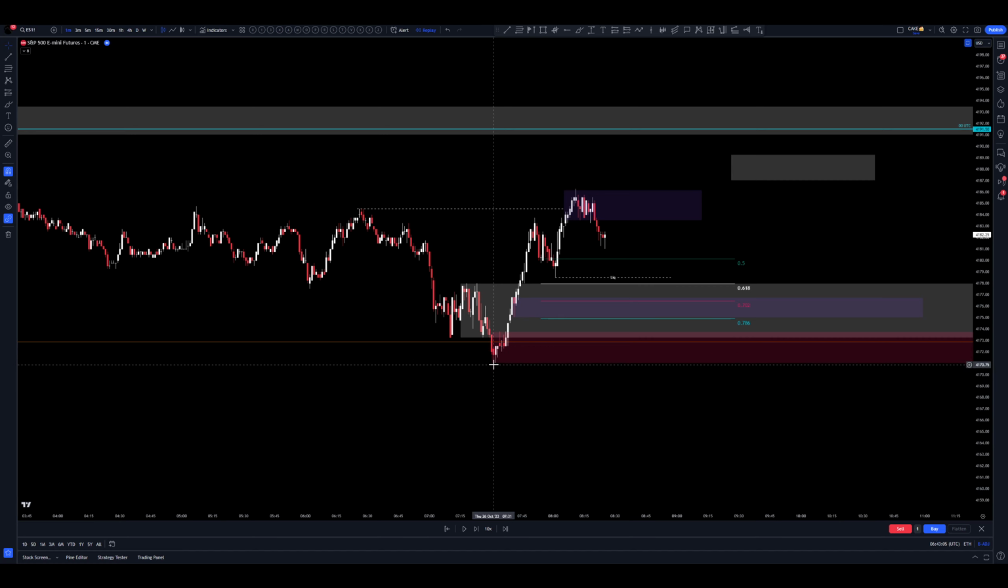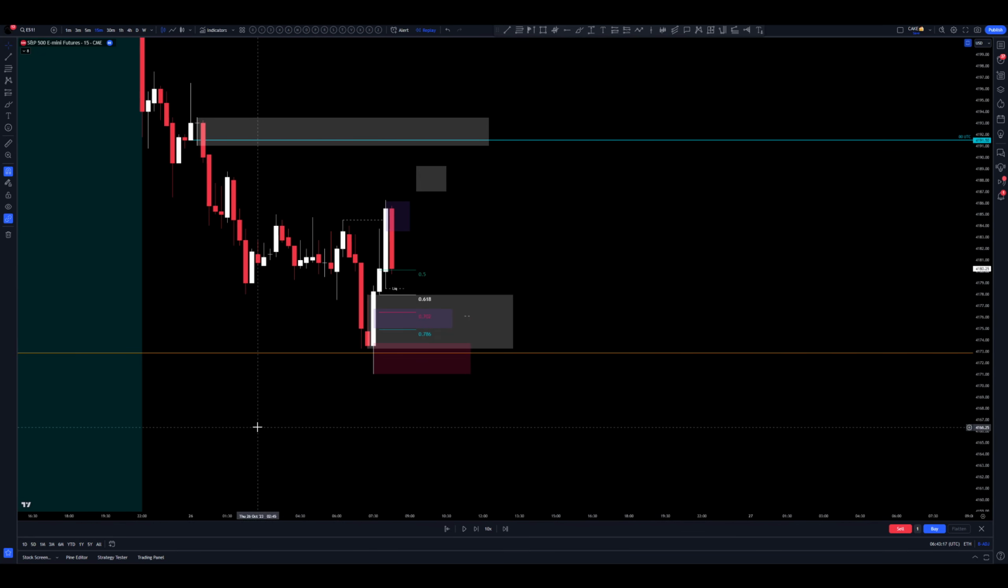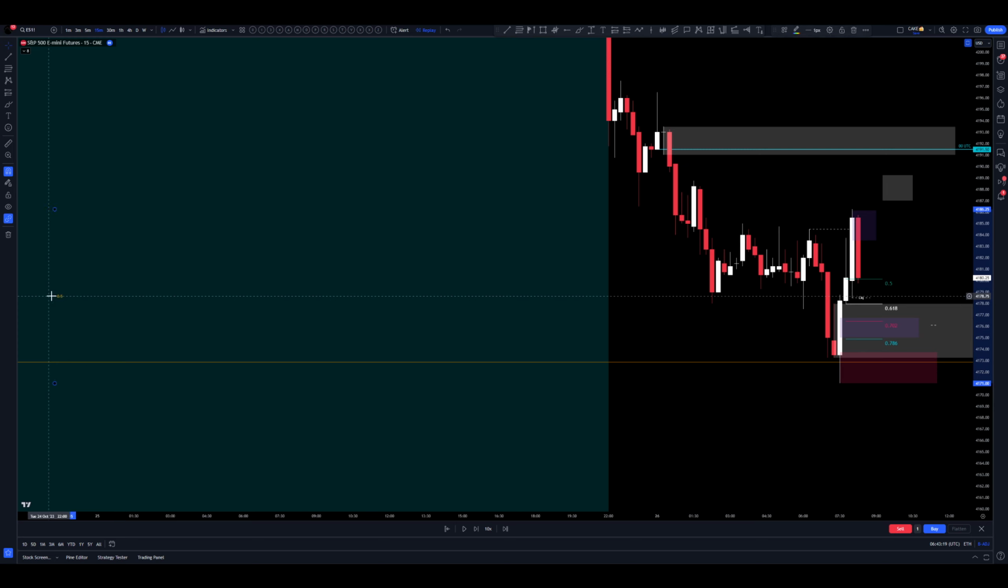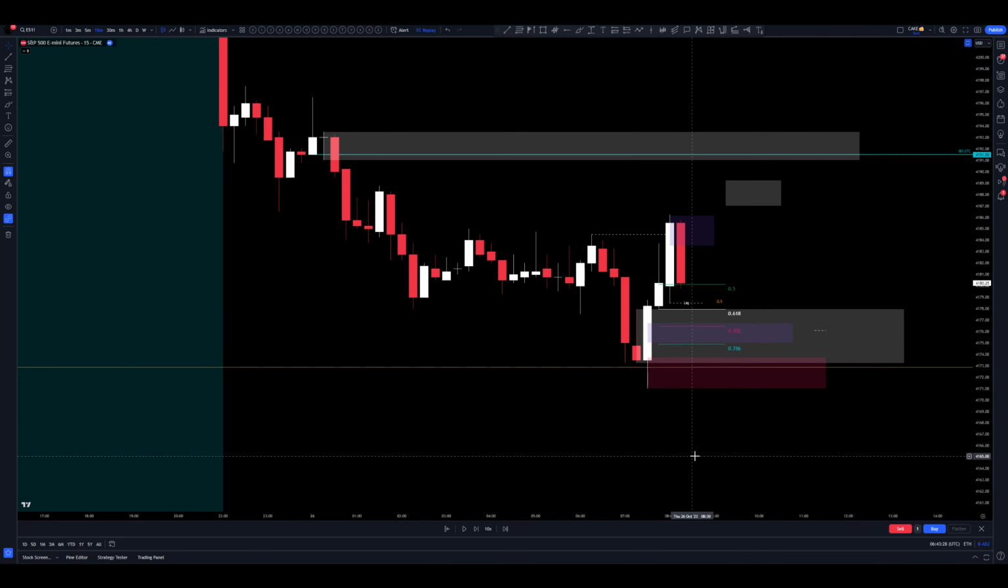Okay, this is a probability game. You want to be playing on the side of the probabilities. So how can you do that? Well, first off, what I like to preach and what I've been talking about a lot: a level doesn't have to work just because it's there. You have to wait for your confirmations. Objectively identify your edge.